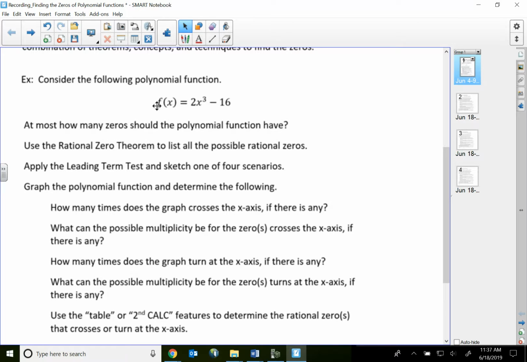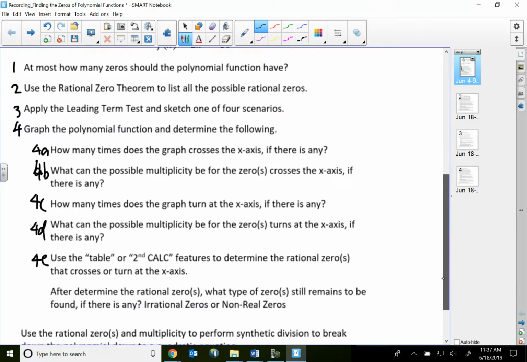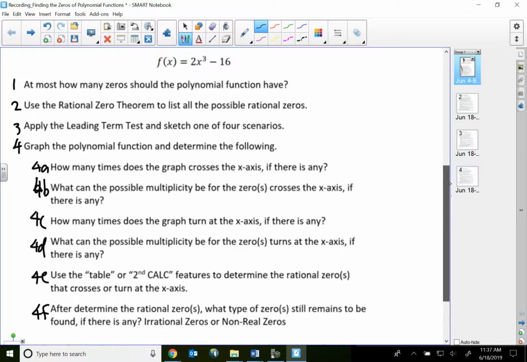Okay. So here we go. Here is a polynomial function, 2x to the third minus 16. So let's do these questions one at a time. Let's just call this 1, 2, 3, 4, and this is 4a, 4b, 4c, 4d, maybe c, d, e, right? Okay, 4f, 5, and 6. All right, so let's label them.